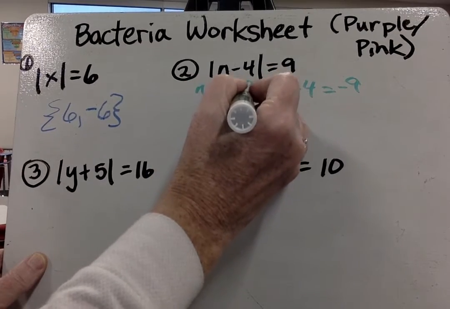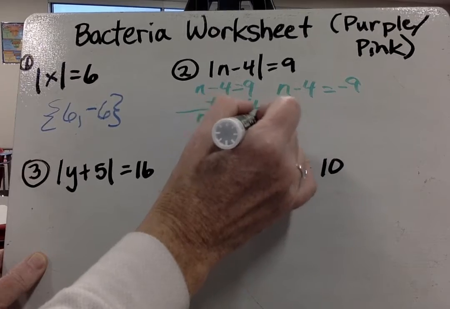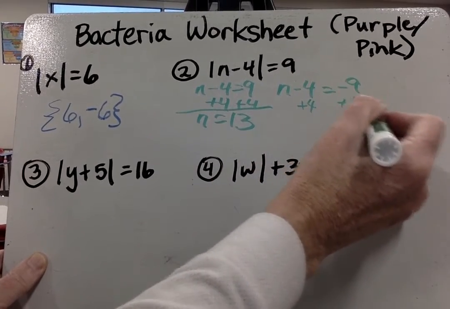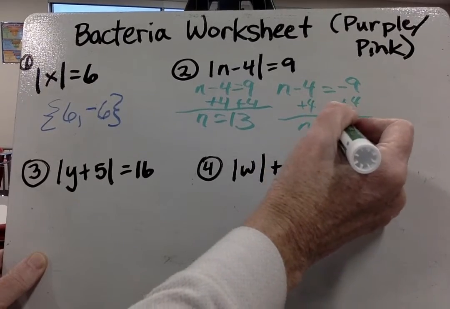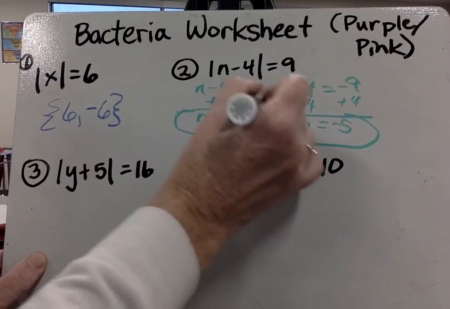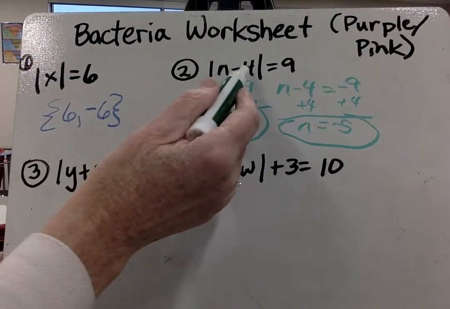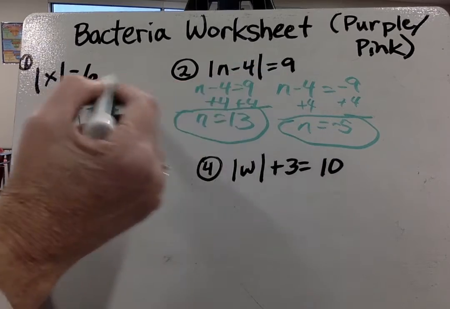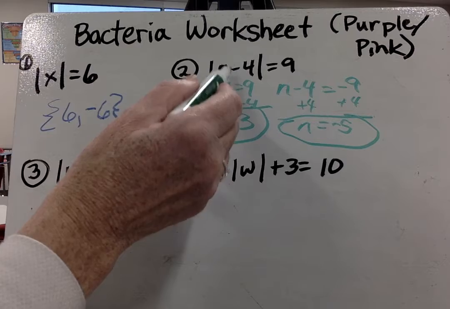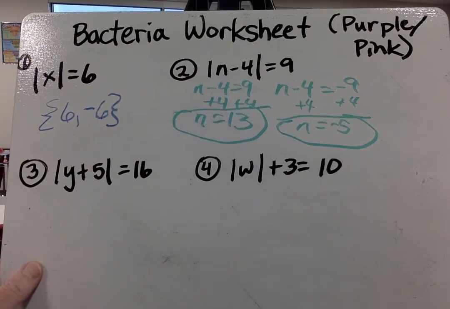Add 4. Here we add 4. Then we can also go back and check our solutions by saying, if I put 13 minus 4, that's 9. Absolute value is 9. And that's correct. So negative 5 minus 4 is negative 9. Absolute value is 9. And that's correct. So there we have our two solutions.